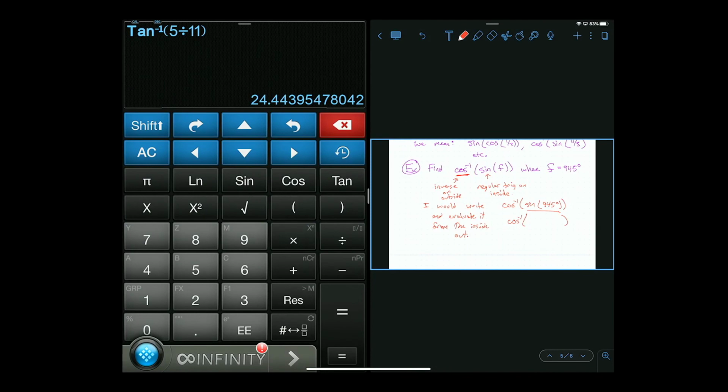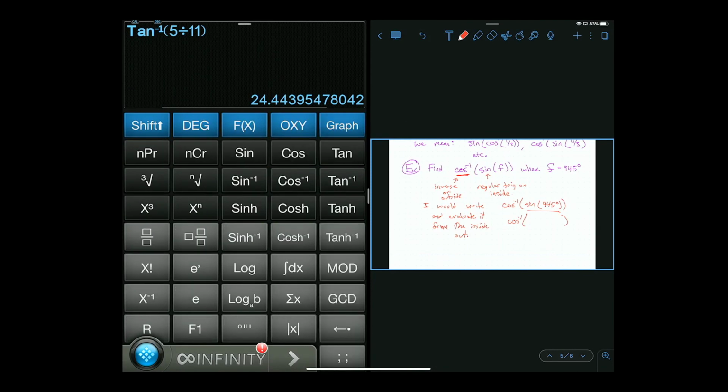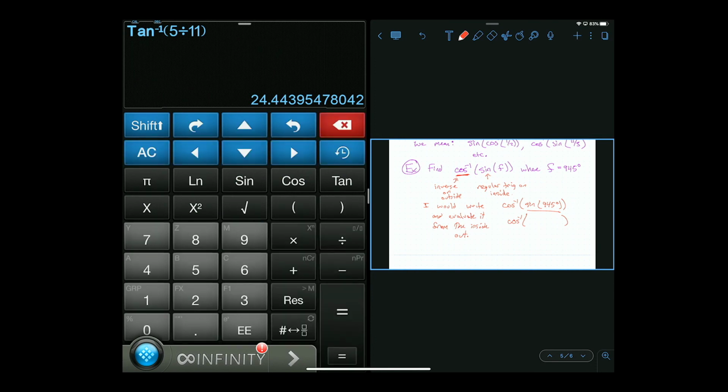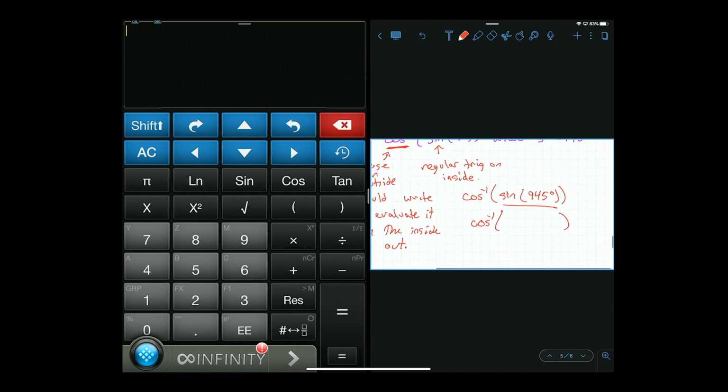Right? I can make sure I'm in degree mode, because they say degree mode. And I could type it in from the outside, inside out. So I could just do sine 945, enter, and then I need the cosine inverse of that, so I could go shift cosine inverse. Uh-oh, it's gone. So I guess, I think result, I think that'll do it.